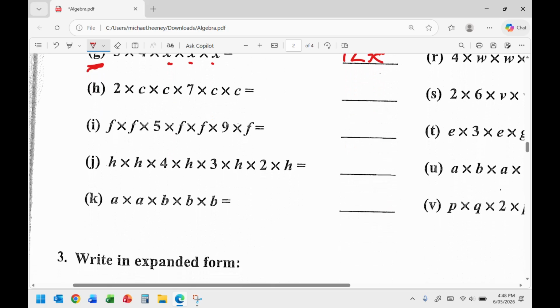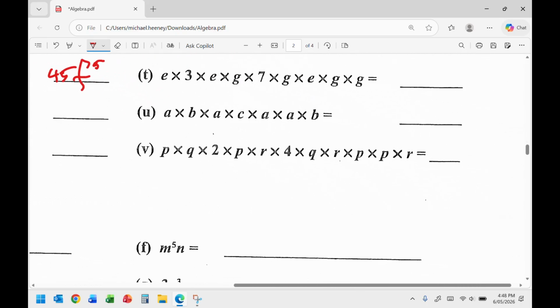Do the numbers, and then what letter do you have, and how many of them? Let's look at i. Do the numbers. 5 9s. 5 9s are 45. What letters do you have? Well, I've only got f. How many of them? 1, 2, 3, 4, 5 of them, so it's to the power of 5. So 45f to the power of 5.